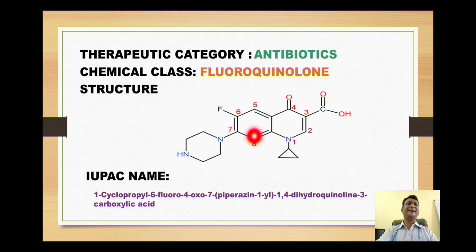The basic nucleus present here is 1,4-dihydroquinoline. So the basic nucleus will become 1,4-dihydroquinoline, and on position number 3 we have our functional group COOH. So it is called as 3-carboxylic acid.